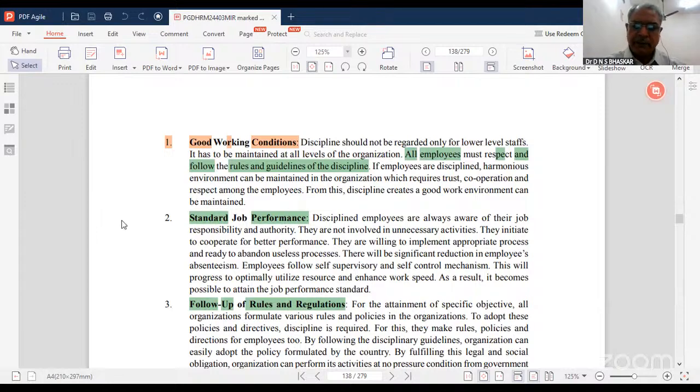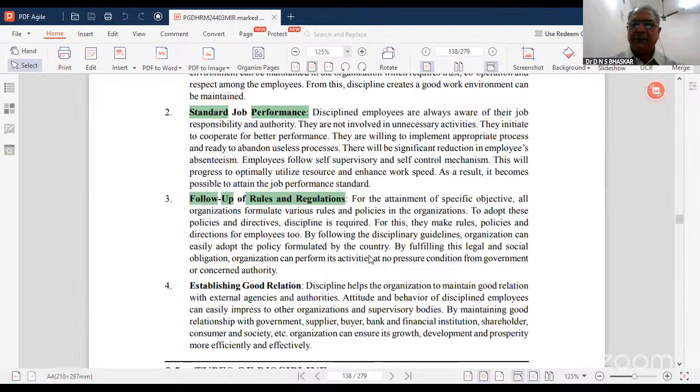Then follow up and rules and regulations are set. For the attainment of a specific job objective, organizations formulate the rules and procedures. If the rules and regulations are mainly meant for the organizational discipline, everybody has to come to the college by 9:30, which means they have to come. That's all. They cannot deviate from the rule. If everybody is deviating from the rule, automatically organizational effectiveness will go off. So all the discipline procedures, rules and regulations always help to follow up the organizational objectives, and as a result of that, they will give good results in the organizational activities.